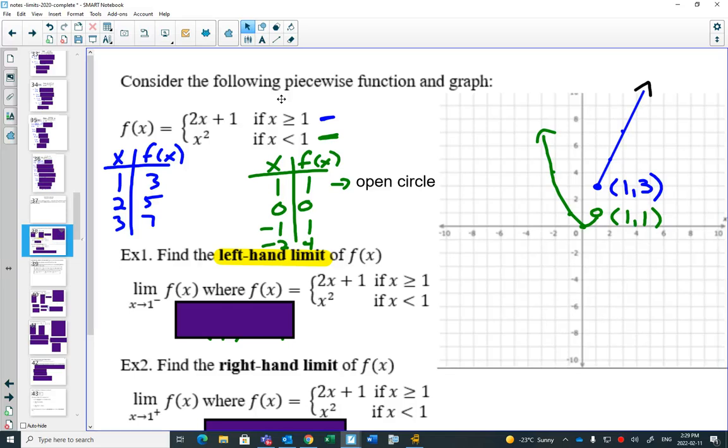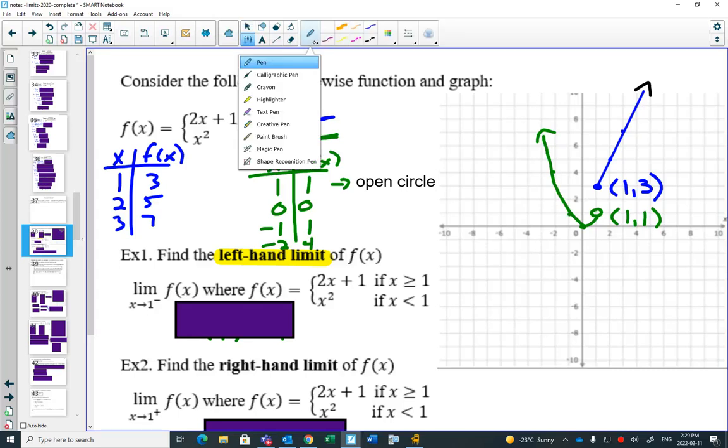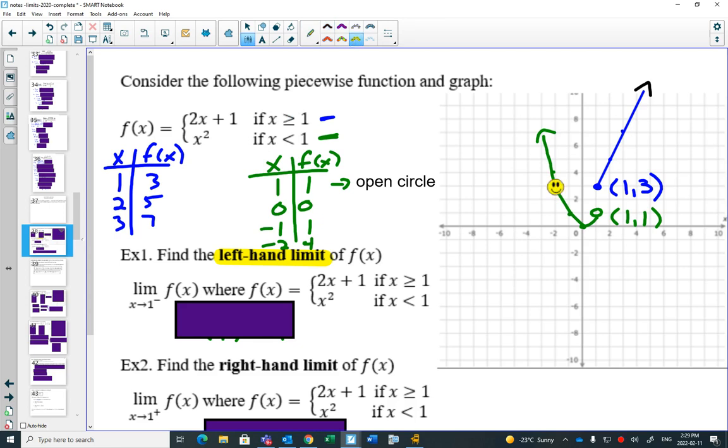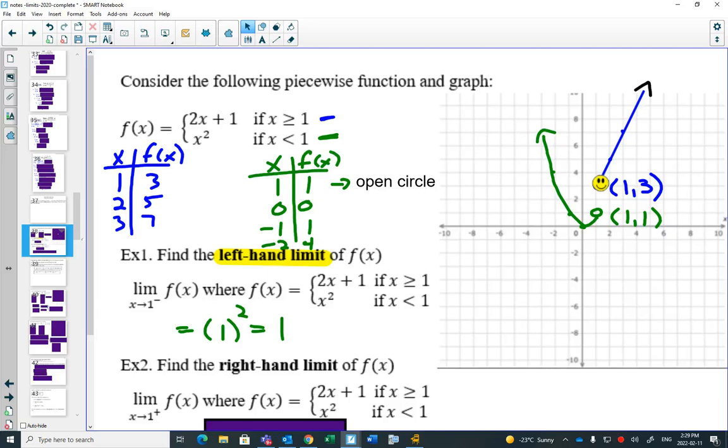So what does this mean? It means if you were on the left side of 1, here we'll just draw, there we go. There you are. Would you agree the happy face is on the left side of x equals 1? And as that happy face gets closer and closer to 1, what does the y value get close to? The y value gets close to 1. If you're coming from the left-hand side, the happy face is approaching 1. We'll see that if you come from the right-hand side, it gets close to 3. So if it's coming from the left-hand side, then you're on the green graph, and your y value would be getting close to 1.